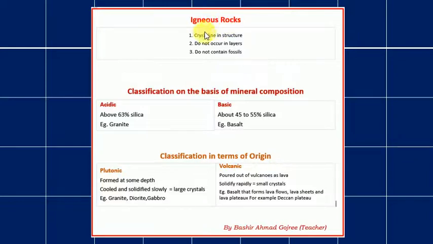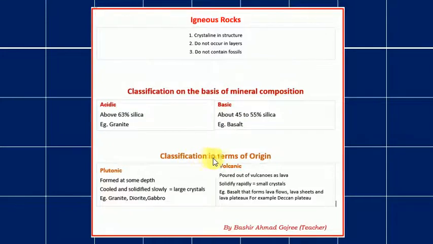Igneous rocks. These are crystalline in structure. These do not occur in layers. These do not contain fossils. Classification on the basis of mineral composition. Acidic: these contain silica above 63%, and an example of acidic igneous rock is granite. Basic: these contain about 45 to 55% silica, and an example of igneous basic rock is basalt.